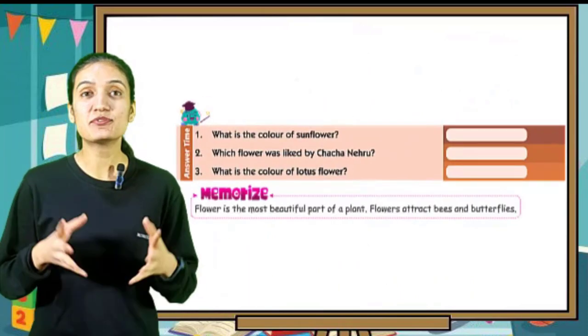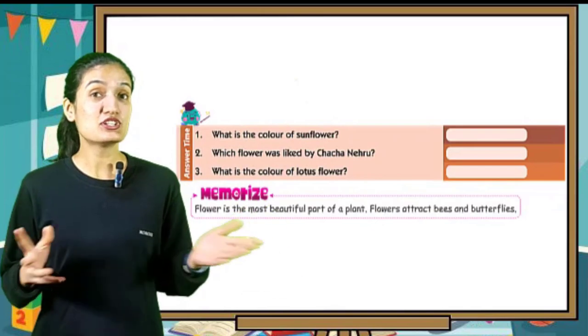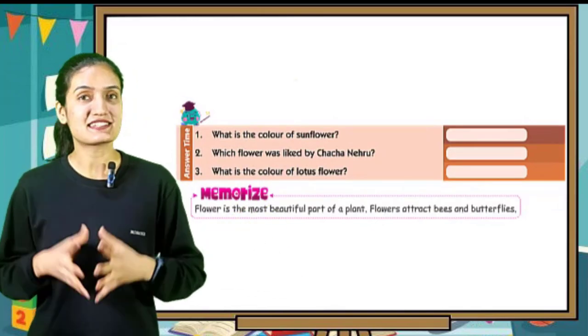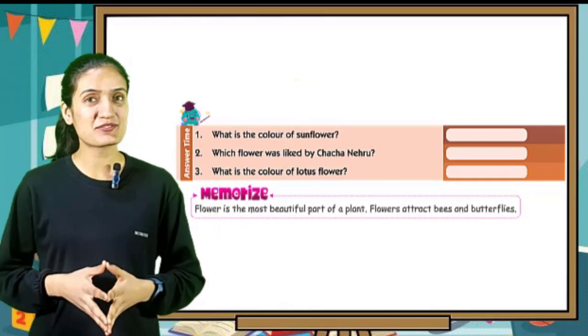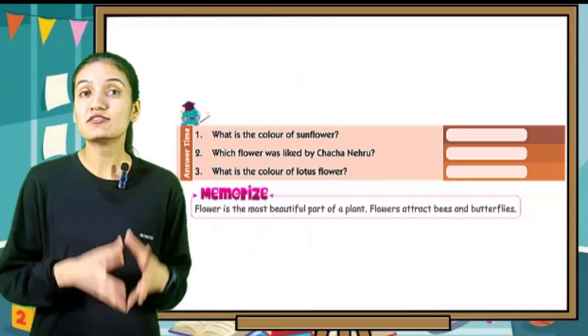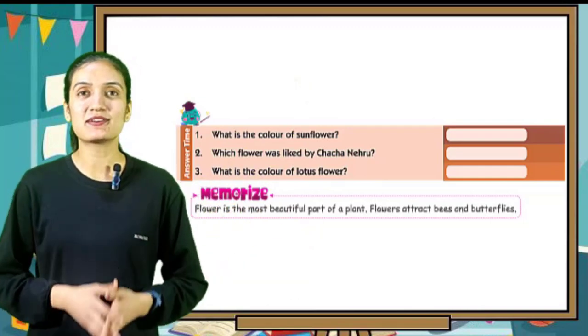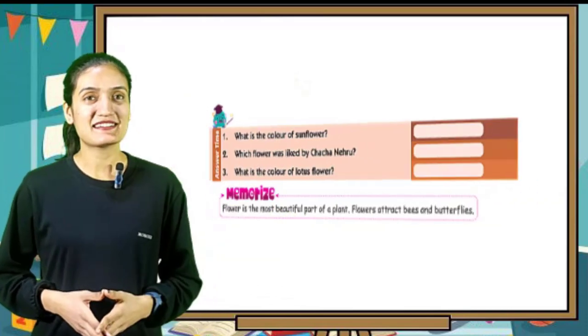Now the answer time. What is the color of sunflower? It is yellow. Which flower was liked by Chacha Nehru? It is rose. What is the color of the lotus flower? It is pink. Now kids, memorize. Flower is the most beautiful part of the plant. Flowers attract bees and butterflies.